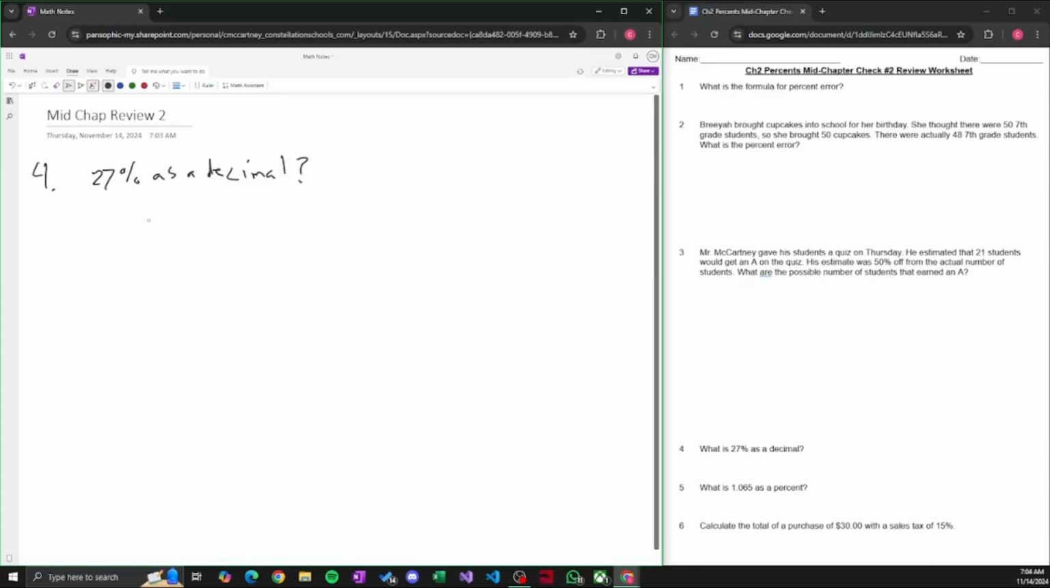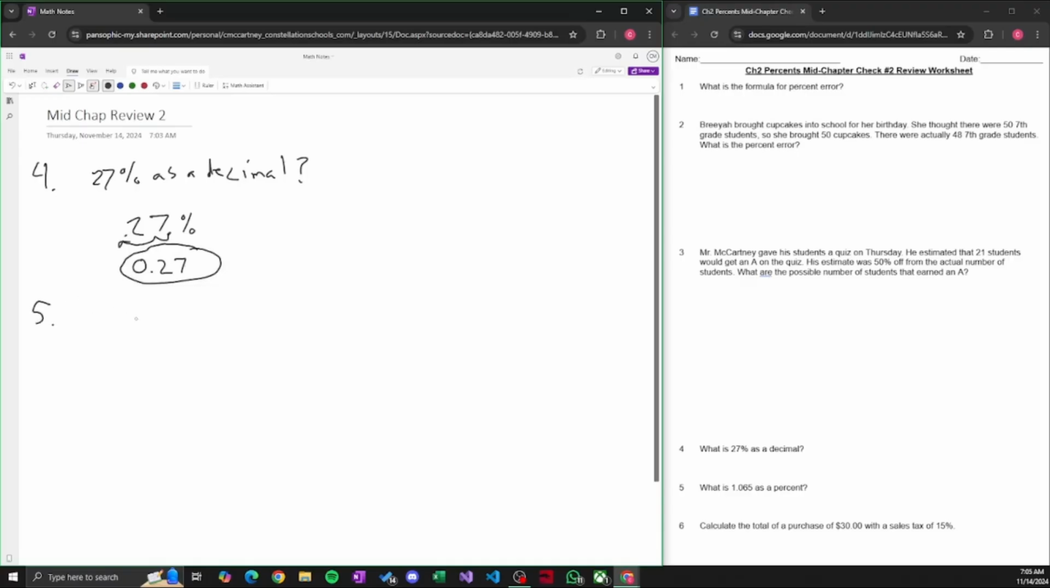Well, when we are changing percents to decimals, all we're going to do is move the decimal point twice. So let's rewrite 27%. 27 is a whole number, so the decimal belongs after the 7. When we're going from percent to decimal, we move the decimal to the left, so we're going to go left twice. That's going to be our new point. So our decimal is 0.27. If we're going from decimal to percent, then we would go the other way. We're going to do that in the next problem.